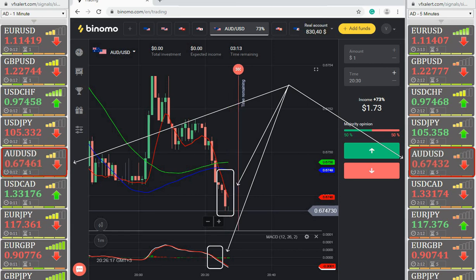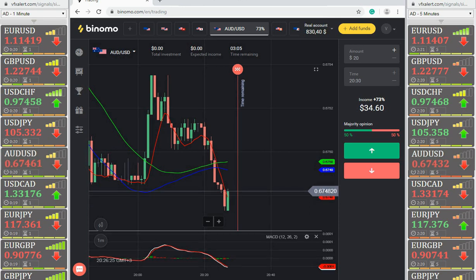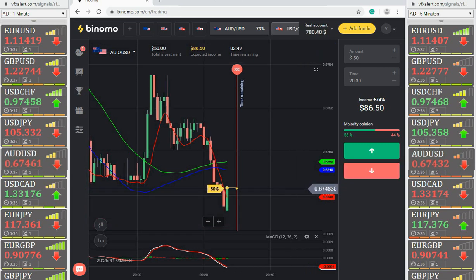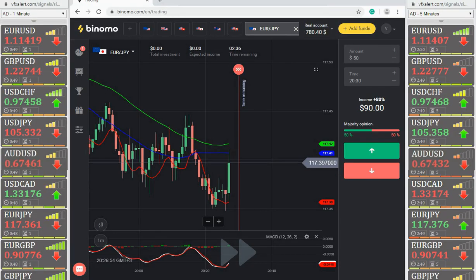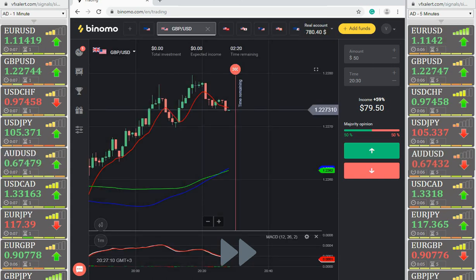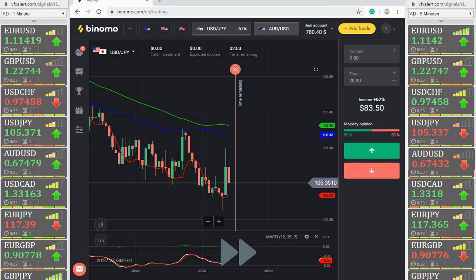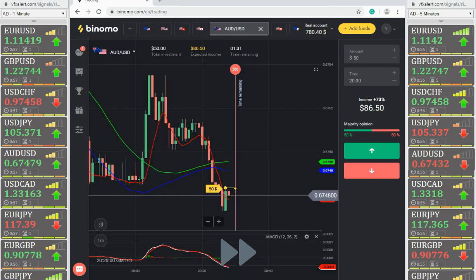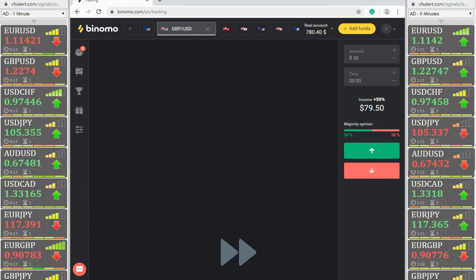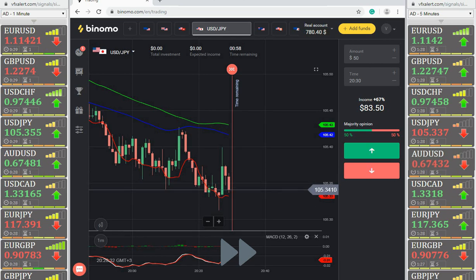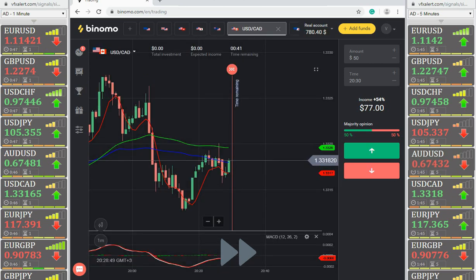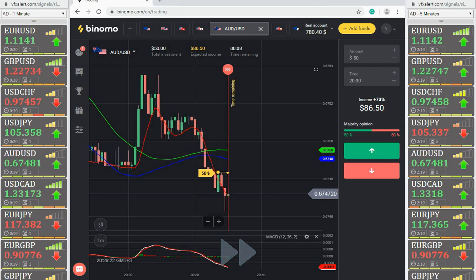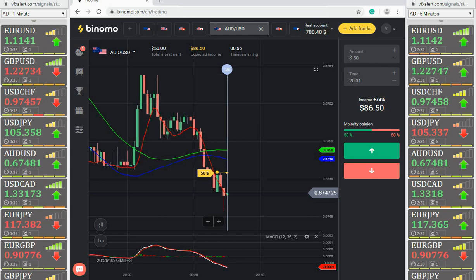Signal put from VFX Alert is confirmed by the strategy: fast moving averages directed down, the MACD is below zero. Open $50 with expiration of 3 minutes. There was a strong signal on Canadian dollar. The current transaction is in the money. 30 seconds before expiration, transaction in profit.